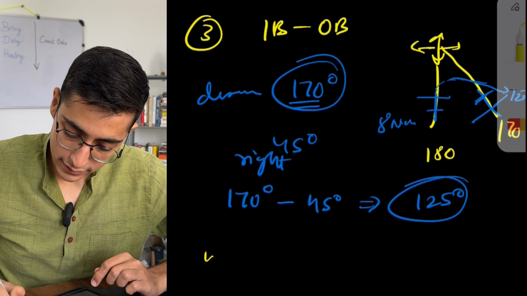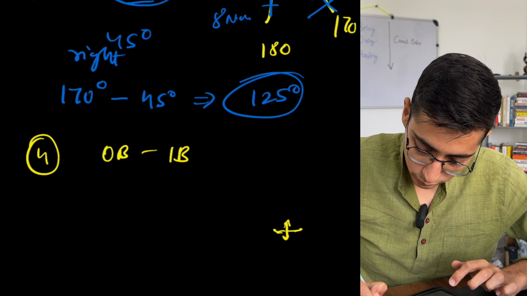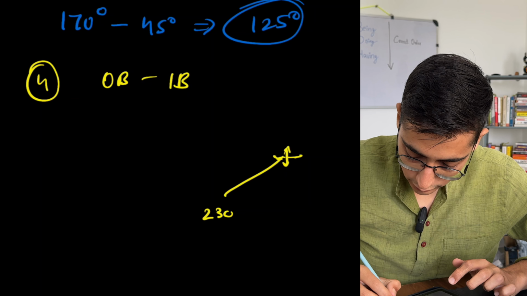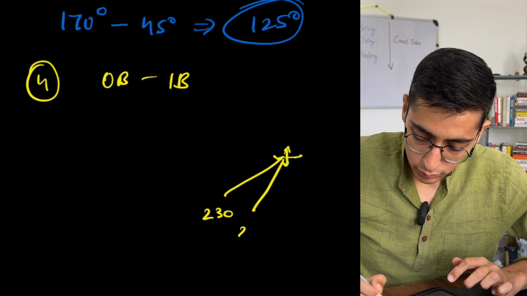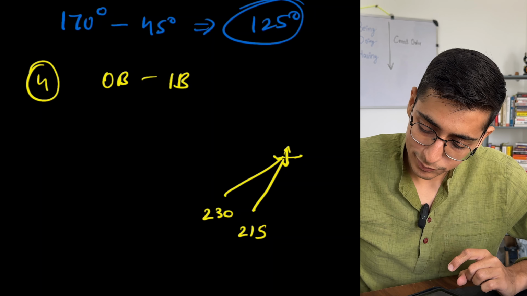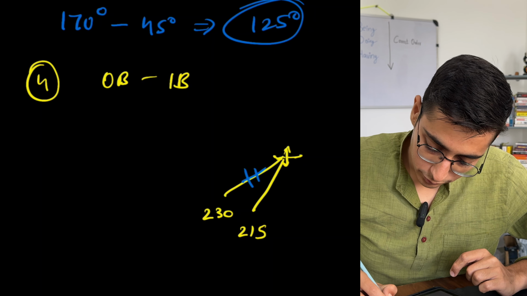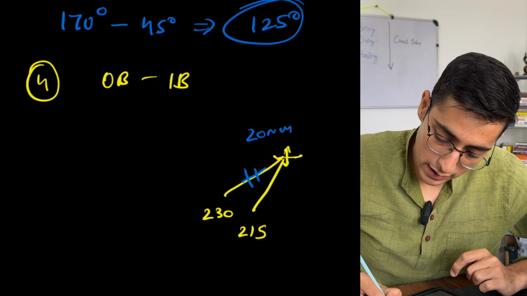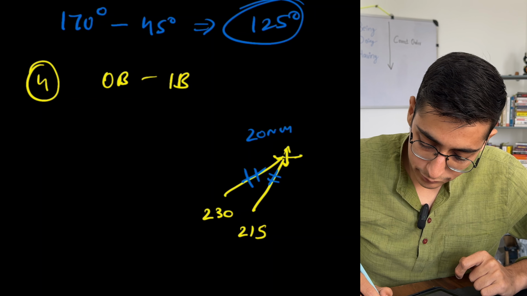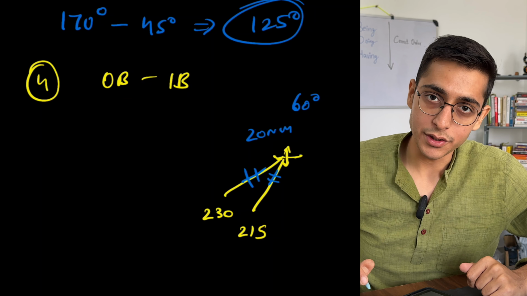Let's just take the next case, outbound to inbound. Let's just say, take these radials, we haven't taken these, 230 and 215. Let's make it a little complex. So I was going outbound on 230 and I was 20 miles from the station, and I want to come inbound on radial 215. Right. So now I'm 20 miles, I know I need to apply a 60-degree correction.